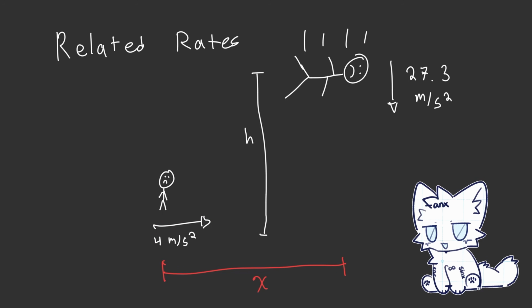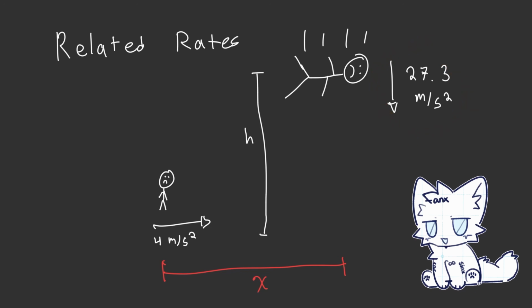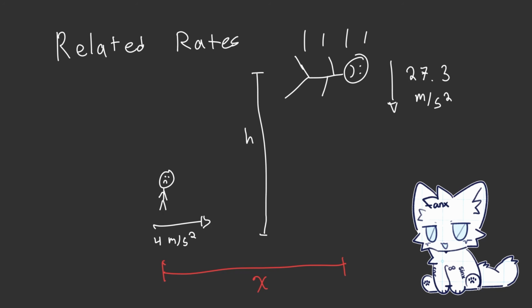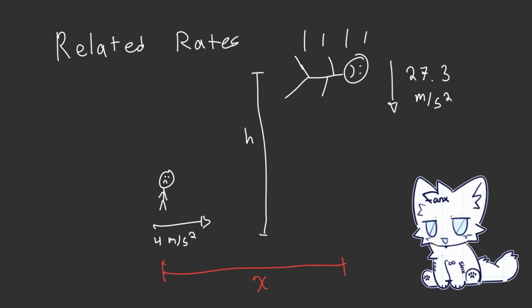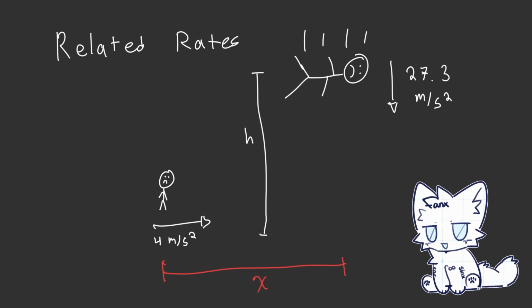Do you notice the language I've used? Rate? A rate is essentially just a derivative with respect to time. So if something is changing, like the height, he's falling at a rate of 27.3 meters per second squared. It's just how fast the height is changing with respect to time. And over here, it's how fast the horizontal distance is changing with respect to time.